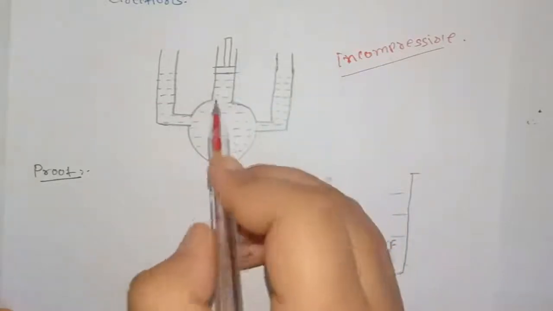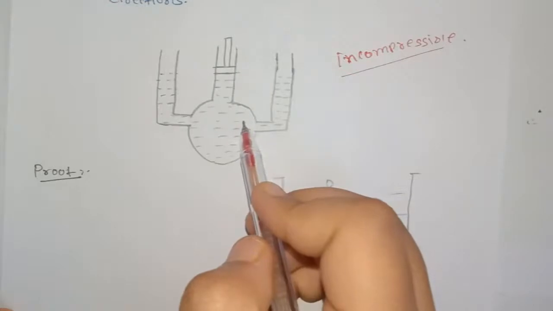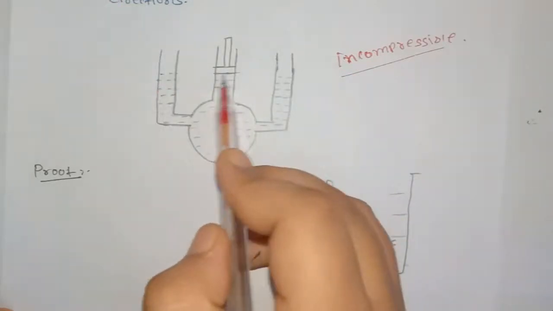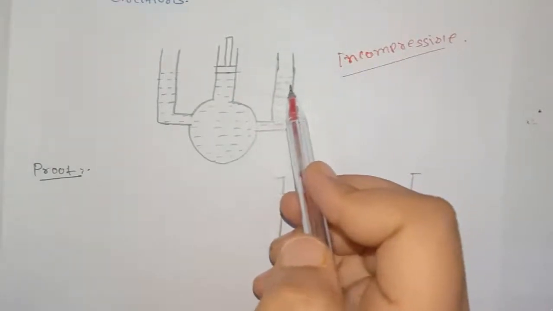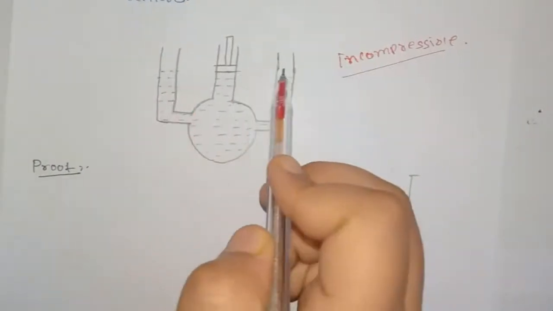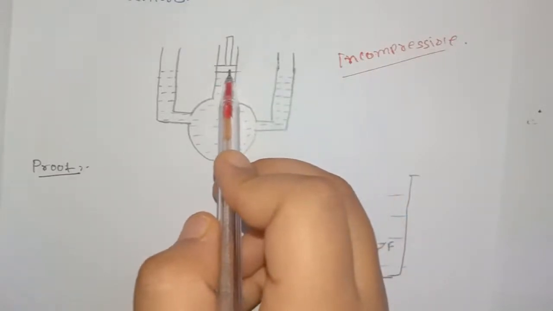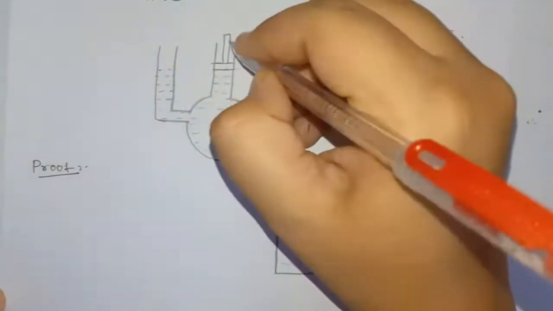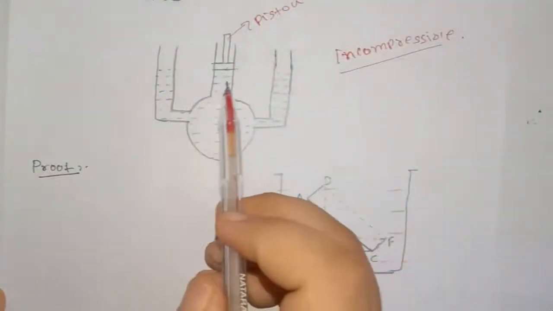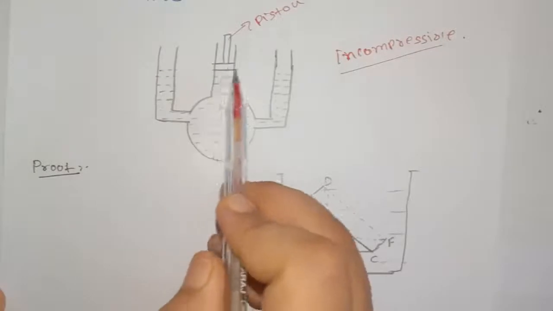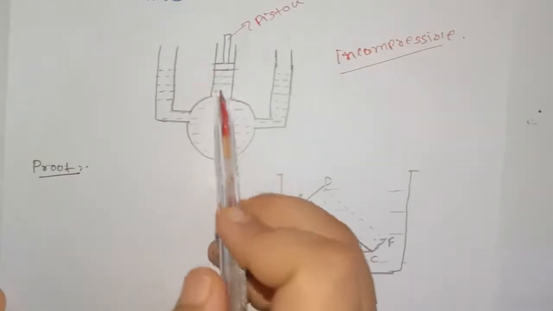Now, initially when this is at rest, then the level of liquid in all three outlets will be same. The liquid will be at the same level. Now we are applying our external pressure with the help of a piston. Piston is a rod-like structure. It will create the vacuum over here so that we can easily compress this liquid.